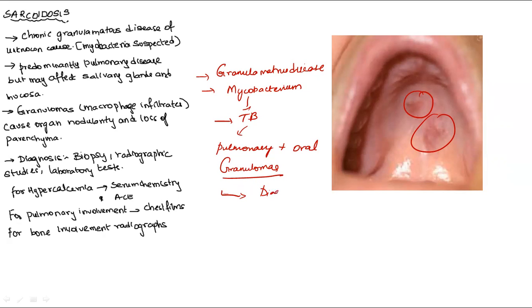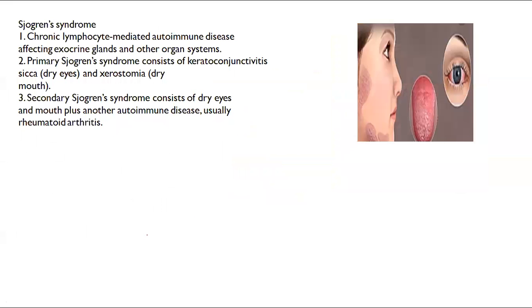And how do you diagnose this? Through biopsy and some tests. In patients where calcium is high, they are said to be hypercalcemic, and you identify them through ACE, angiotensin converting enzyme, and serum chemistry. For lung involvement, you check chest films, and for bone involvement, you check radiographs.